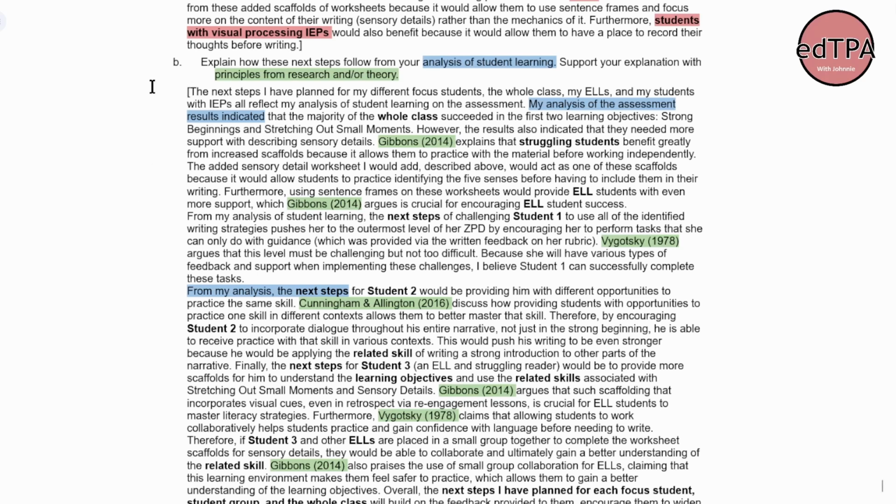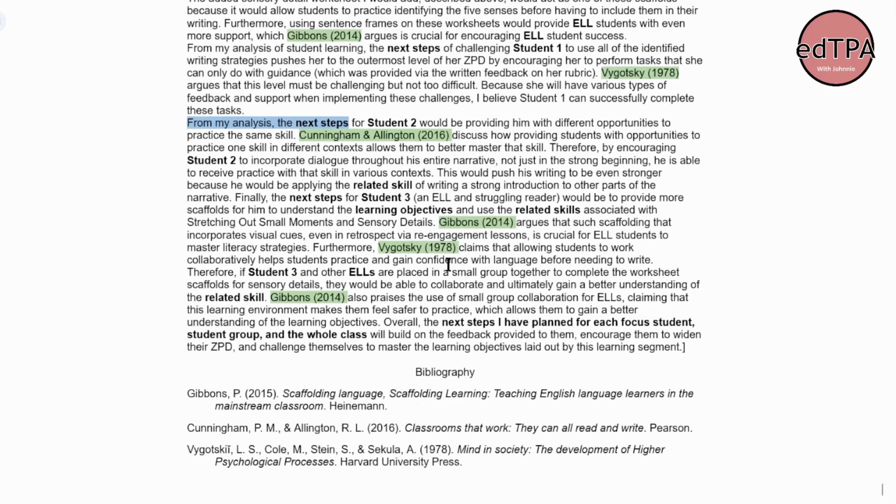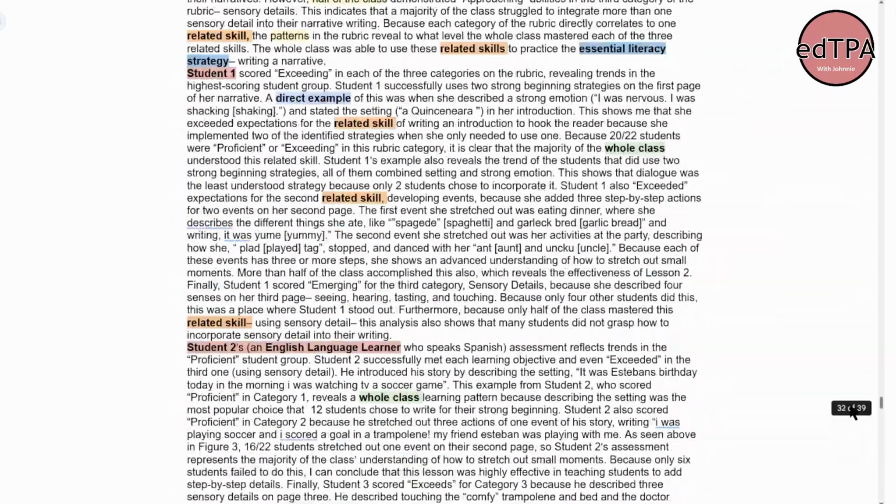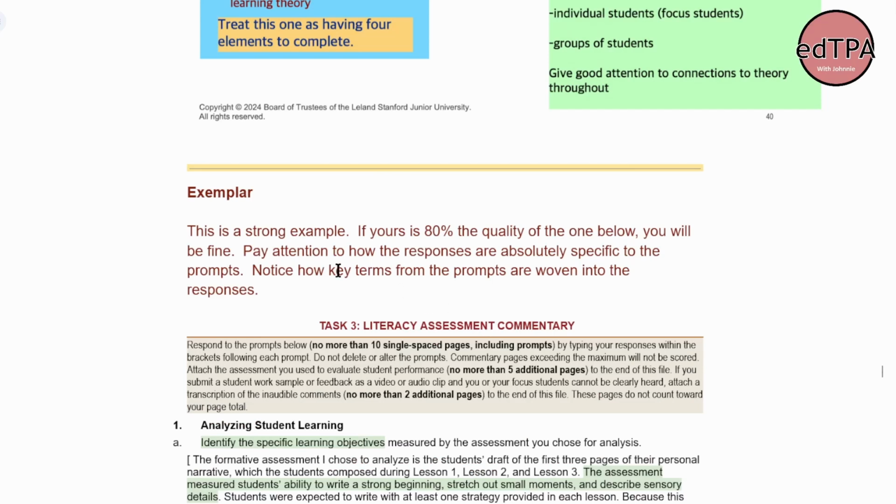And for B, explain how these next steps follow from your analysis of student learning, and then using principles from research and or theory. And so very specifically addressing their analysis, from my analysis, and then connecting theory throughout for next steps, and then a bibliography at the end. So this exemplar is strong. Remember, you want to pay attention to how you make your responses specific to the prompts, and you want to be using key terms throughout your responses too, to make it all tie together.